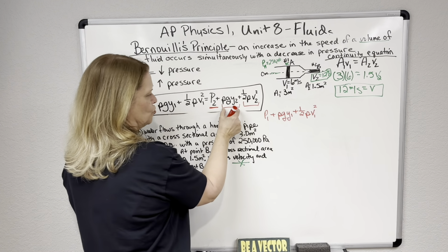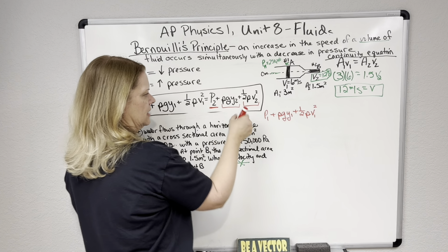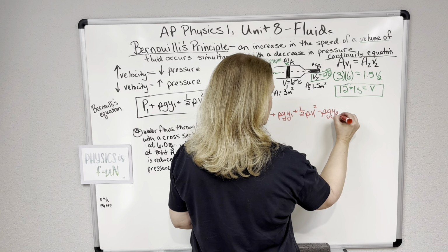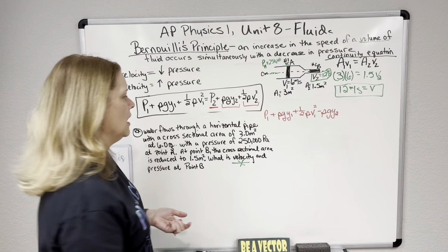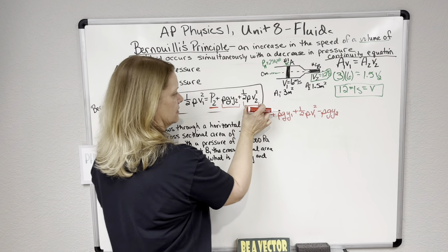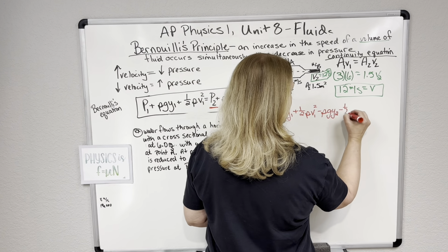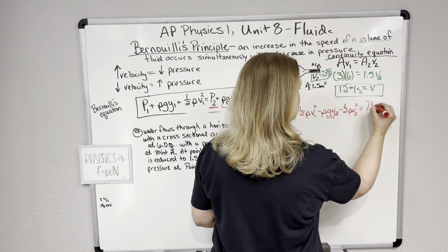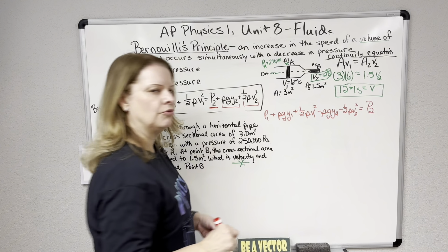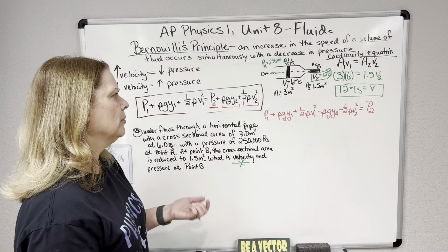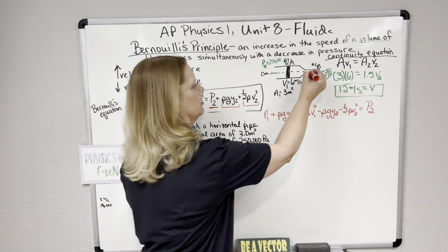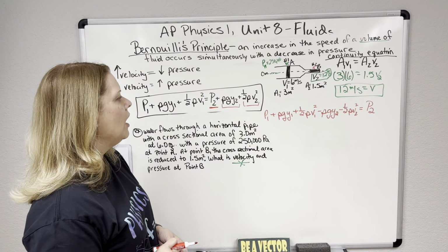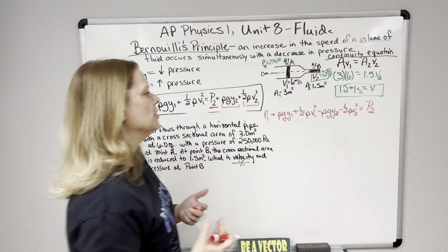And I'm going to subtract this little guy, minus my density times little g times my height at point 2. And then subtract this little guy, minus 1/2 my density times my velocity at point 2 squared. And that's going to equal the pressure they're asking for at point 2. We called it A at point 1 and B at point 2. All right, perfect. Now I'm going to look at this.